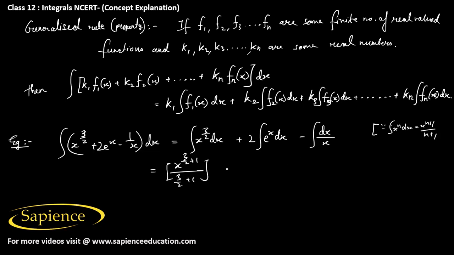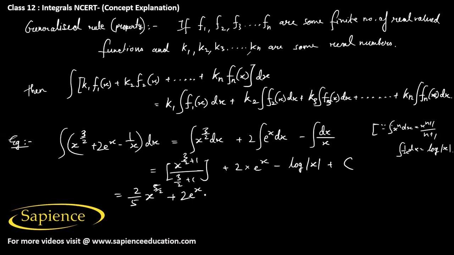and plus 2 into integral e power x dx, which is e power x only, and integral 1 by x dx is equal to log mod x. So then we can write it as 2 into e power x minus log mod x plus arbitrary constant c. So therefore the final answer is, this is 5 by 2, so this is 2 by 5 into x power 5 by 2, plus 2 e power x minus log mod x plus c.